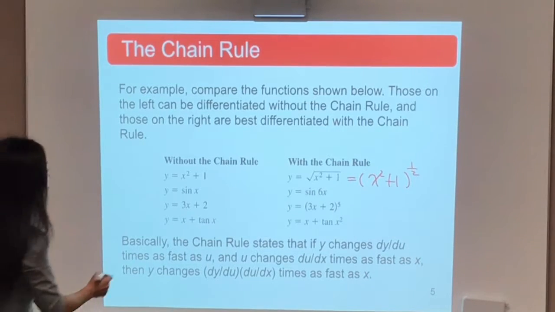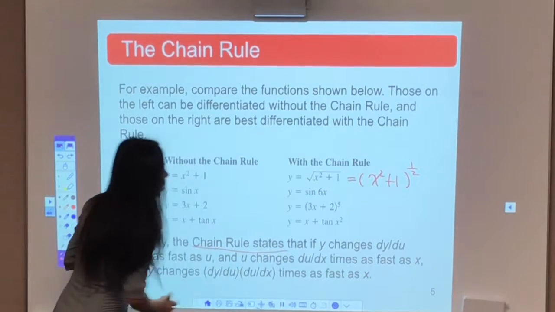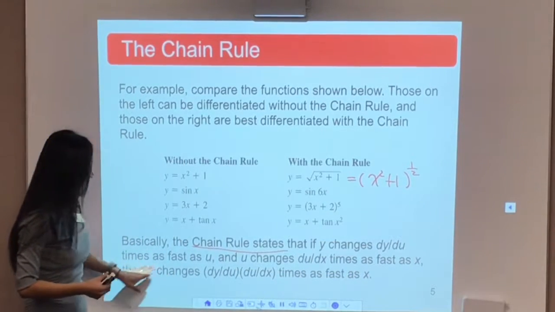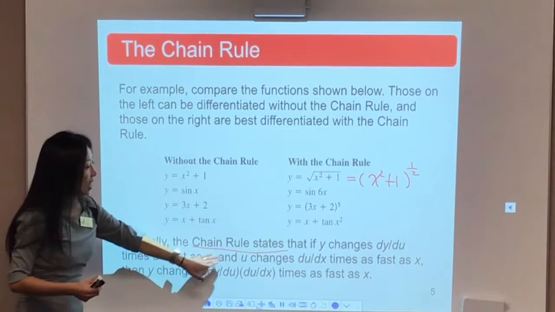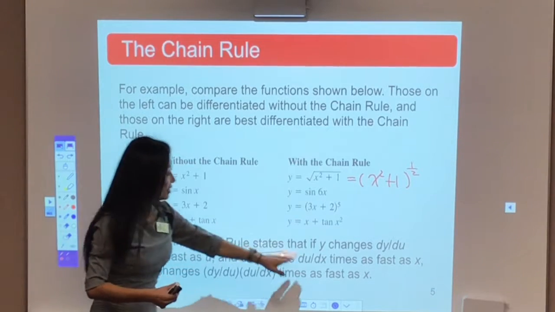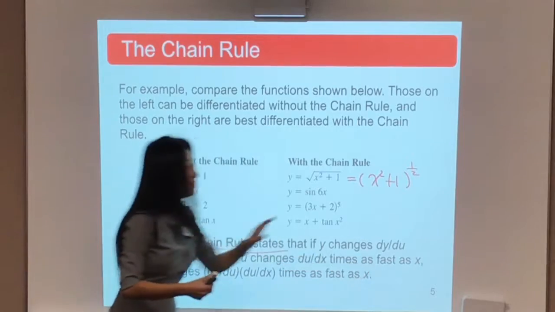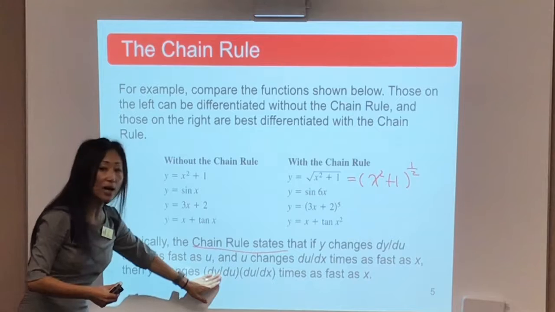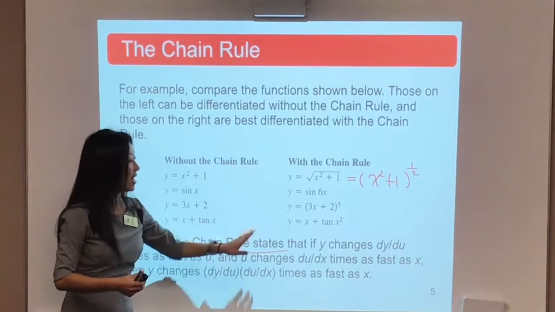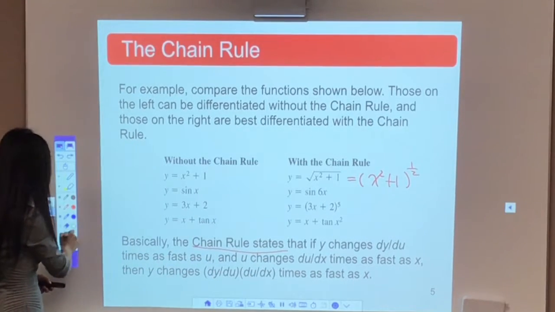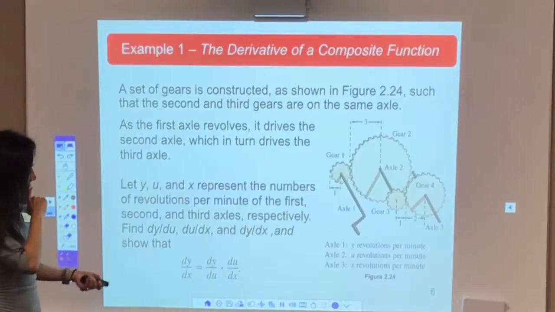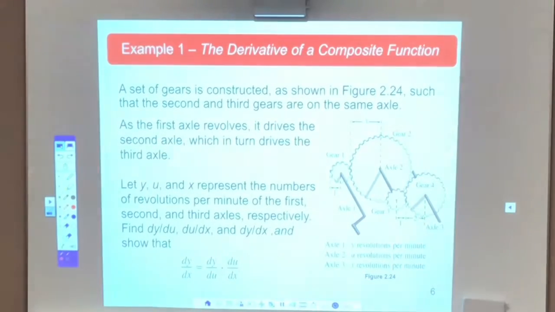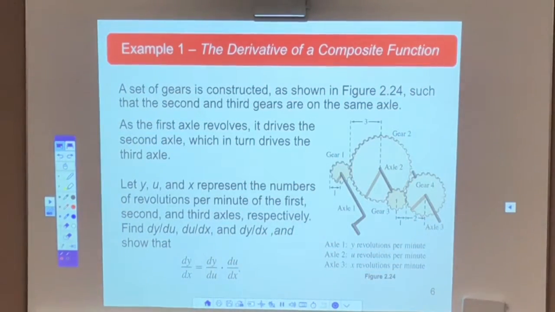Basically, the chain rule states that if y changes dy/du times as fast as u, and u changes du/dx times as fast as x, then y changes dy/du times du/dx times as fast as x. So I will show you what that means. So this is a perfect example. You can see that as a picture. You can kind of figure out what the chain rule means in an application way.